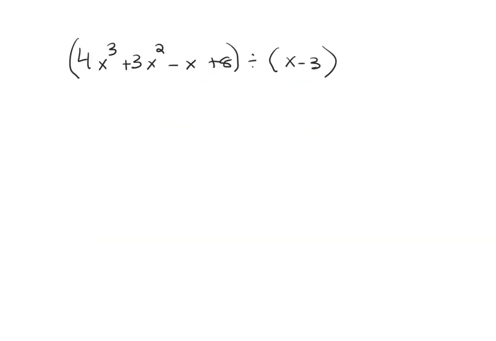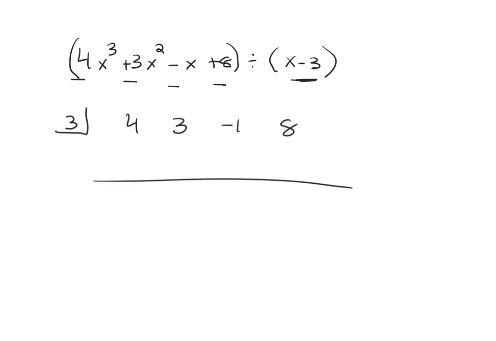All right, so last example, another synthetic division. Minus 3, that means there's a 0 at positive 3, so that's the number that goes in my box. And then coefficients, 4, 3, negative 1, and 8. And I'm not missing any terms, so 4, 3, negative 1, 8. Bring down the first one.